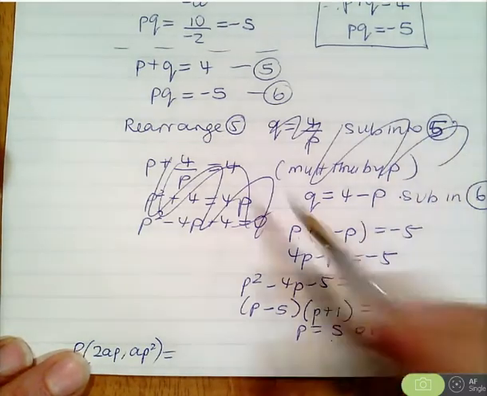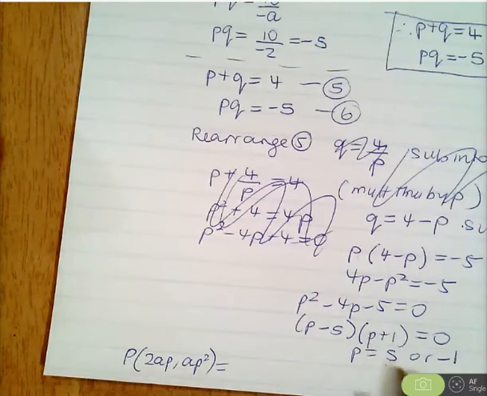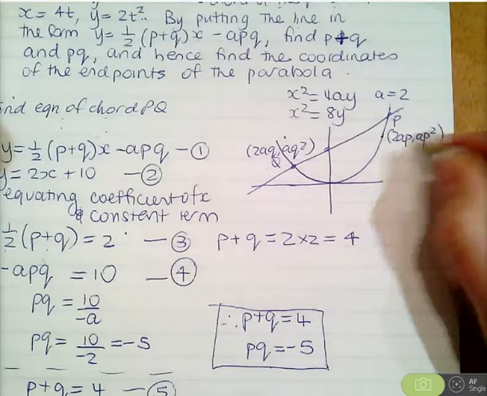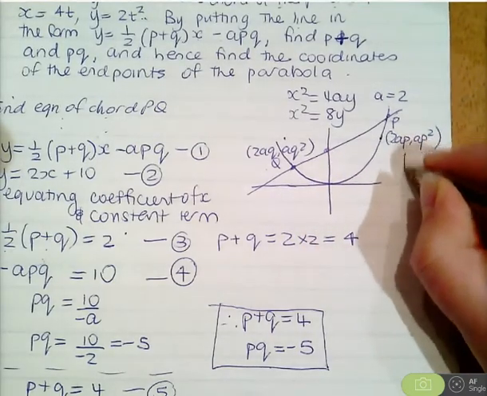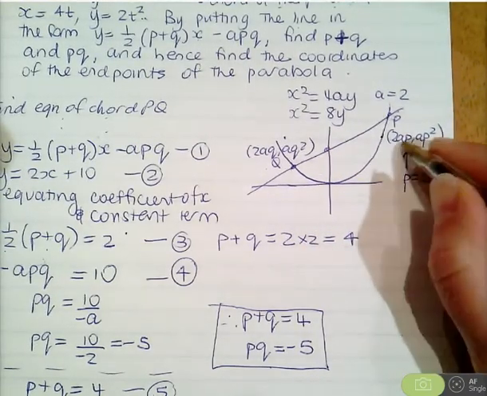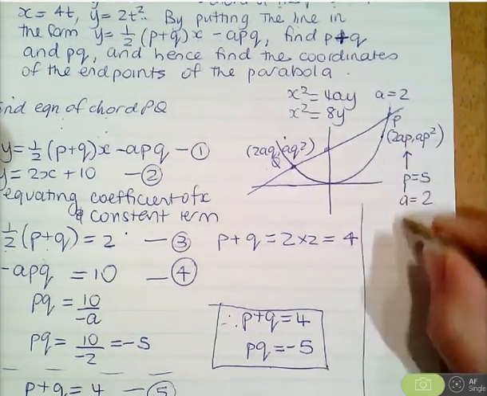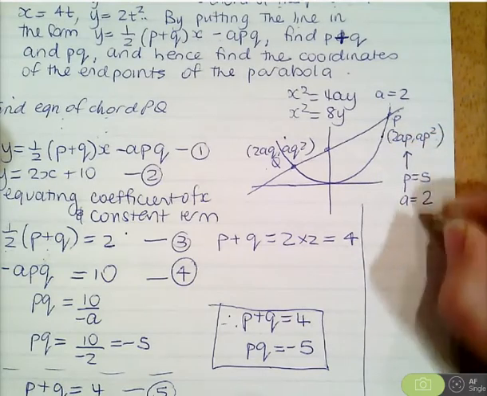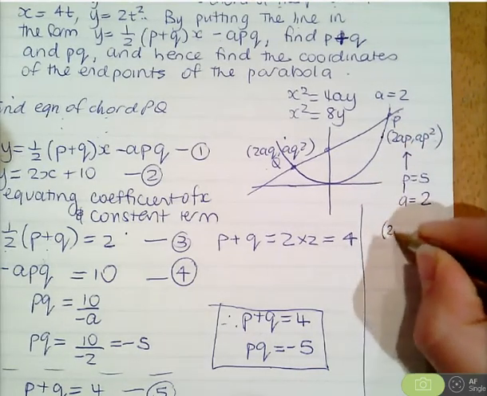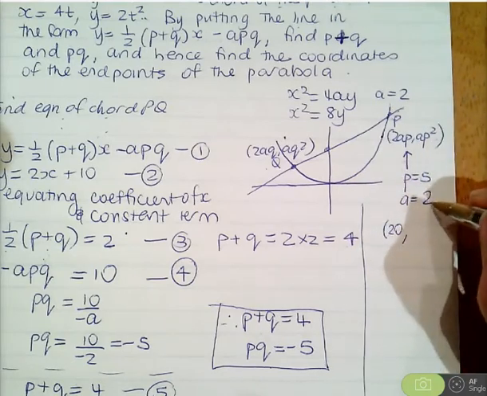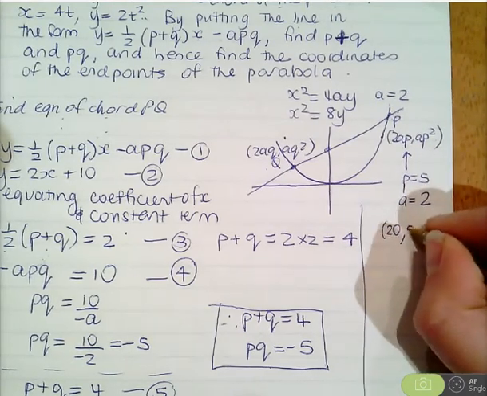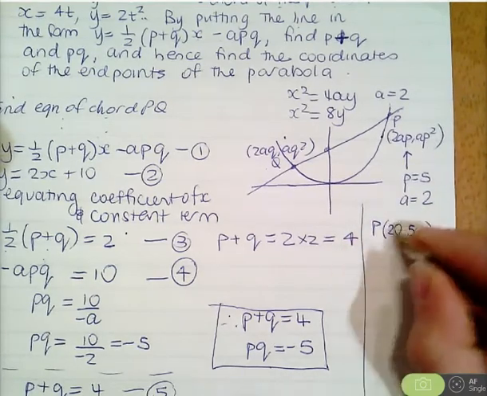When P is 5, if you go back into your equation up here, if P is 5, Q is negative 1. So if we look at our graph, this P here must be where P is 5, and that A is 2. So going back and looking up here, if you substitute P is 5 and A is 2 there, you get P is the point 2AP, AP squared, which will be 2 times 5 squared. 2 times 25 is 50. So I'm getting that the point P is (20, 50).